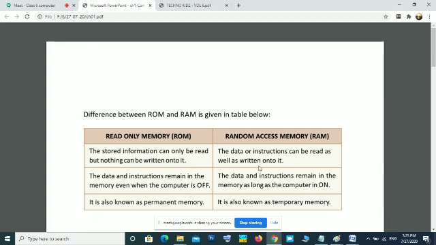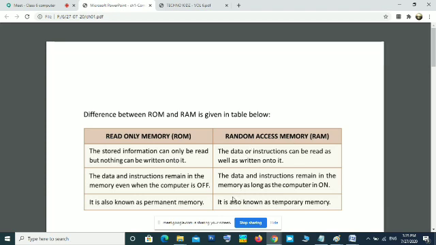Then what is random access memory? The data or instructions can be read as well as written on it. That means it is read-write memory. You can read and you can write to that memory, RAM, random access memory. On the other hand, ROM is read only. You cannot write onto that.